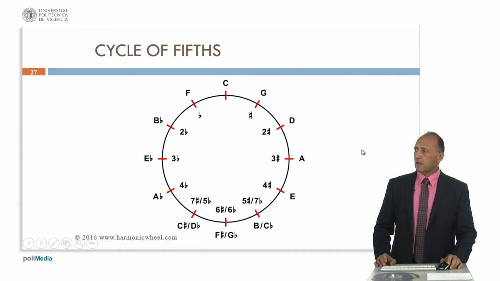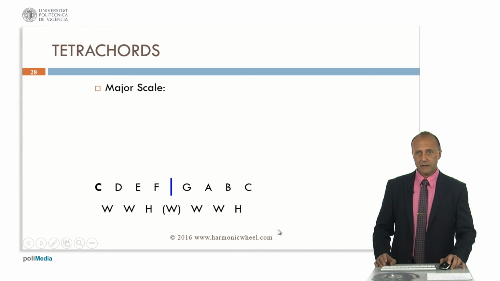So we can represent all the keys in the so-called cycle of fifths, as we can see here, and at the bottom part we have the enharmonic keys. Another way to connect the major scales is by tetrachords. We can divide a major scale into 2 tetrachords. For example, C major, we can see that we can divide it into first tetrachord C, D, E, F, and then a whole step up, the second tetrachord G, A, B, C.